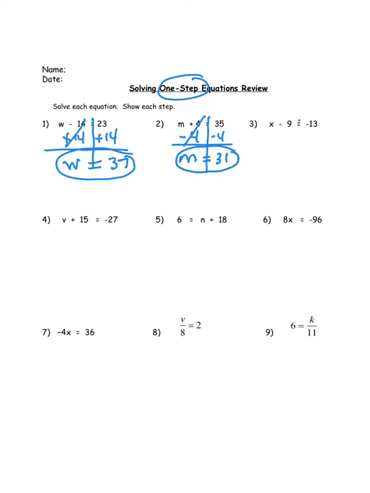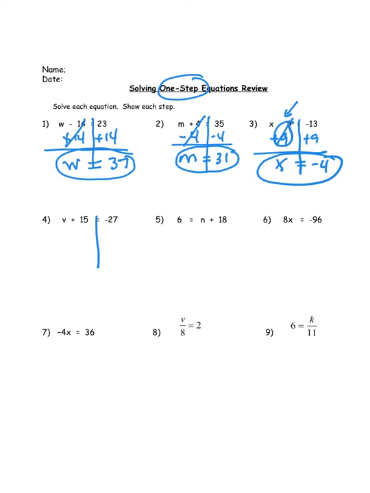Following problem, x minus 9 equals negative 13. In order to undo minus, we're going to add 9 on both sides. Cancel each other out. In fact, what happens is it zeroes out. It becomes a 0. X plus 0 would be x. And on this side, negative 13 plus 9 would give us negative 4.